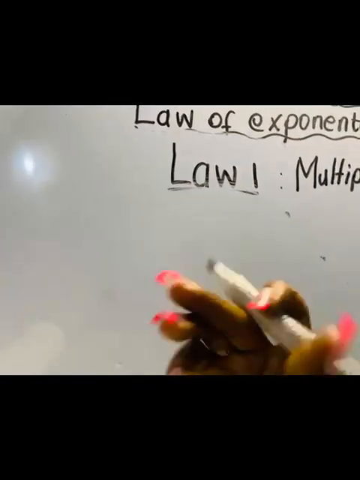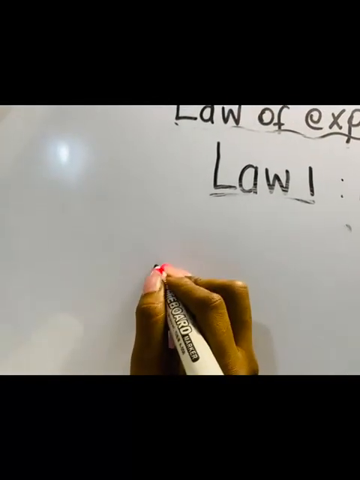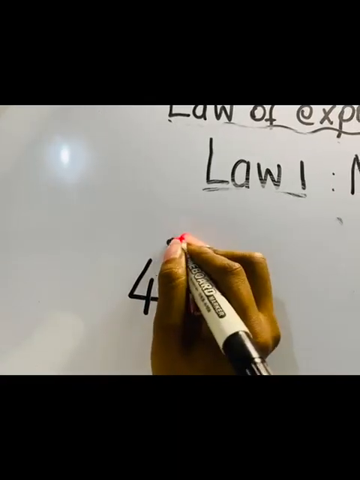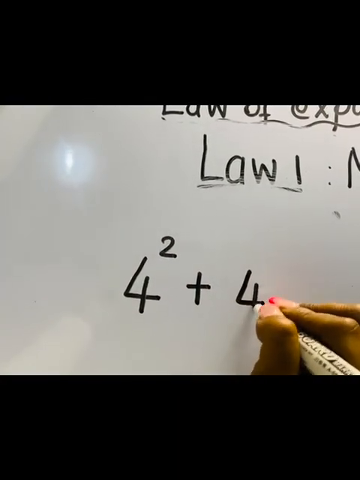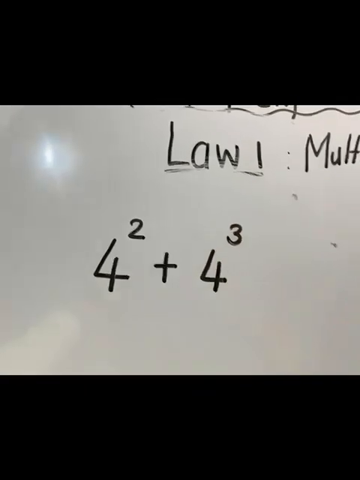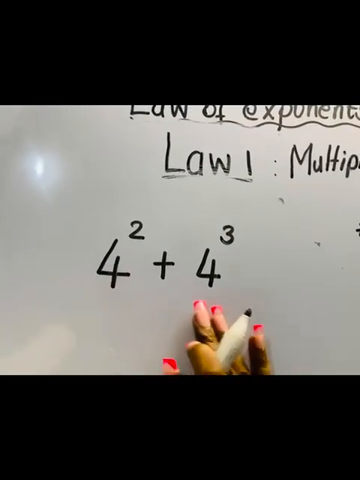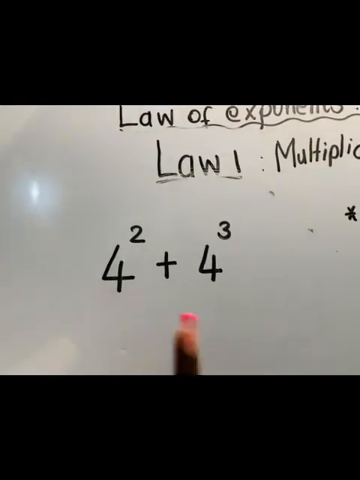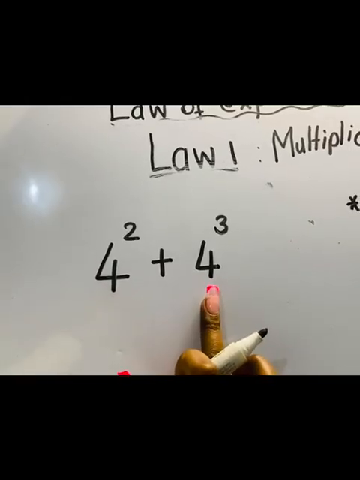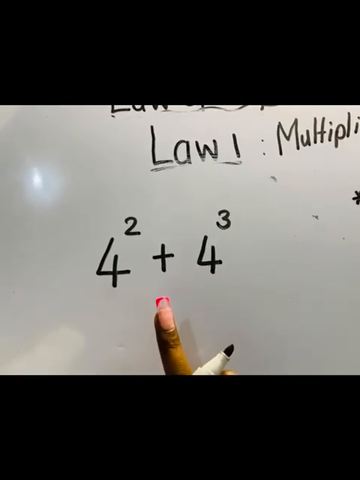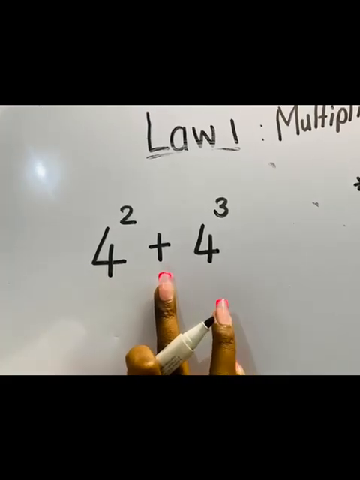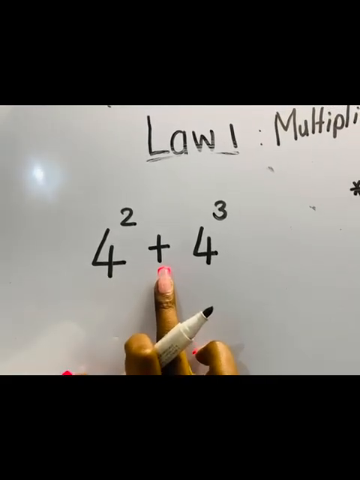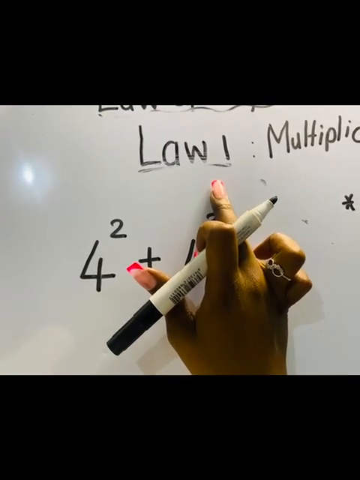Right, so let's say we have a base of 4 to the power of 4 plus, I'm going to put 4 to the power of 3. Right, let's look at this. So we check if our bases are the same and we're multiplying. Now, does that look like multiplication? No, it doesn't. This is addition. Therefore, we cannot apply this law.